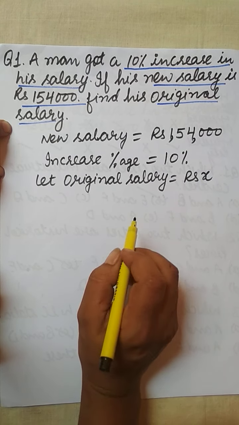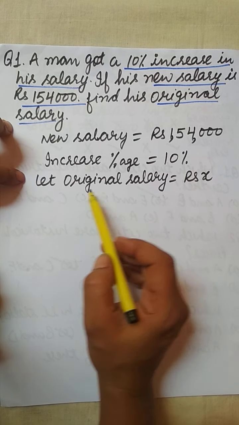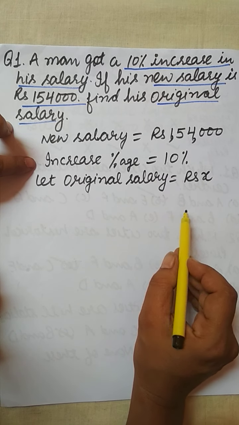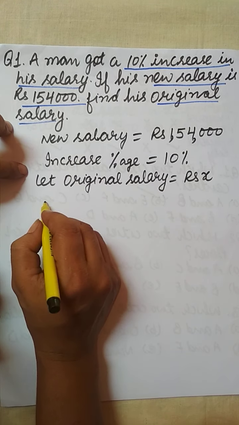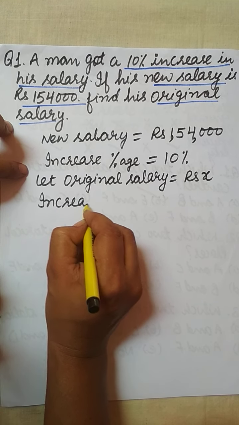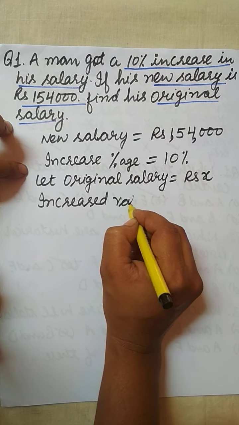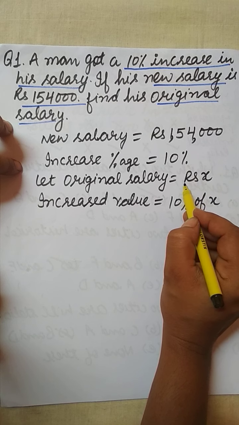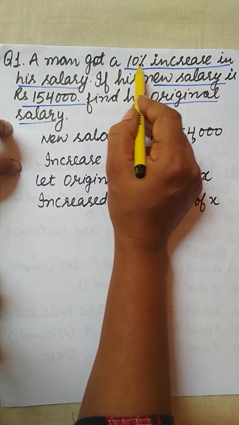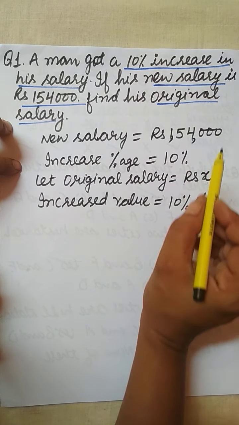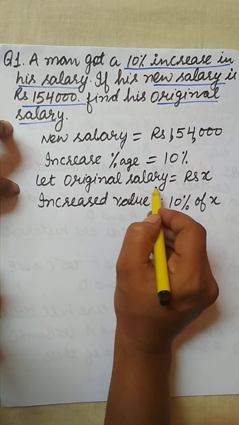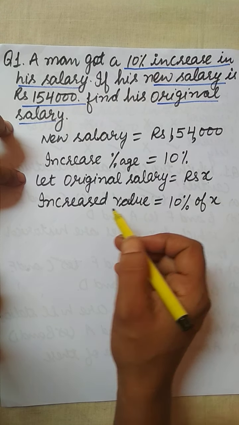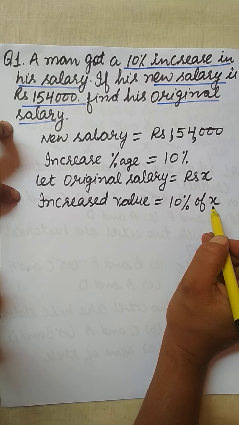As we are to calculate the original salary, I'll let the original salary be equal to rupees X. Students, as we know, the person is getting 10% increment in his salary. Now we will calculate the increased value in his salary. So increased value will be equal to 10% of X. As the original salary is X and the person has got 10% increase in his salary, on his original salary he got 10% increment. So if I want to calculate the increased value, it will be 10% of X.